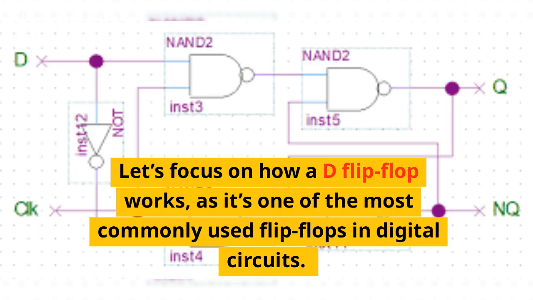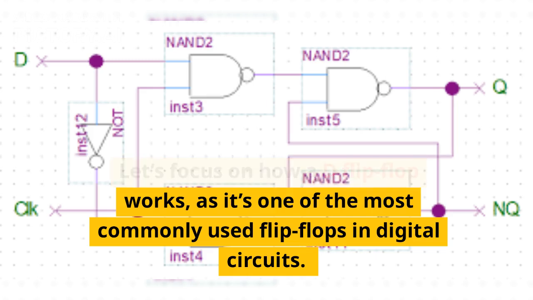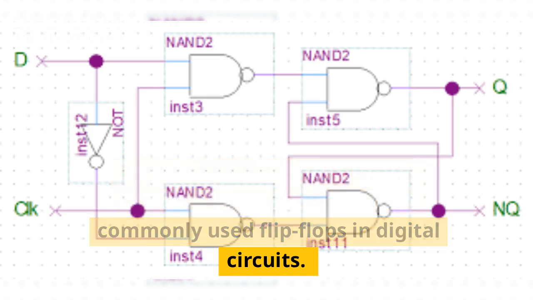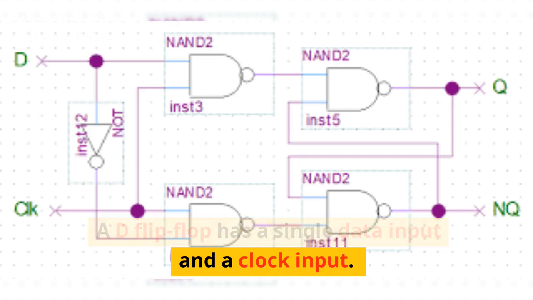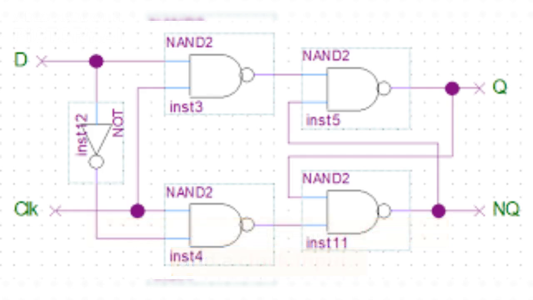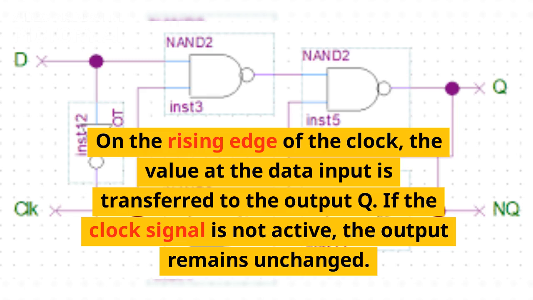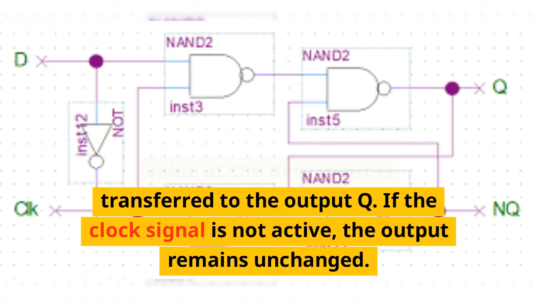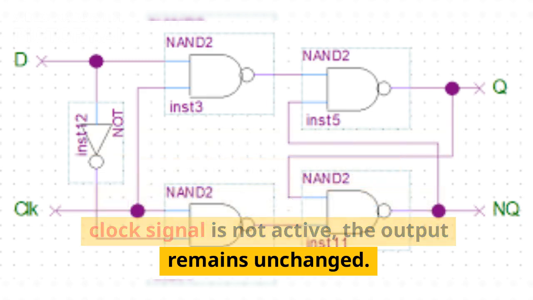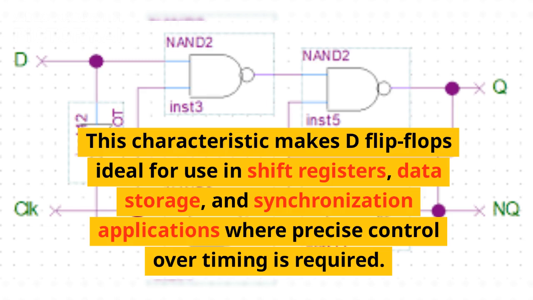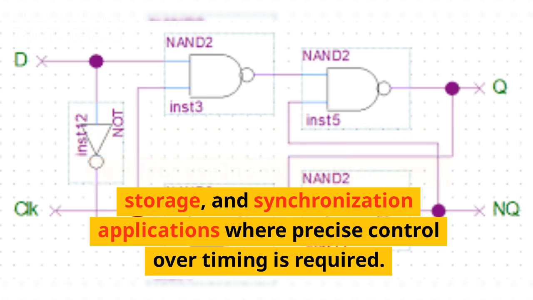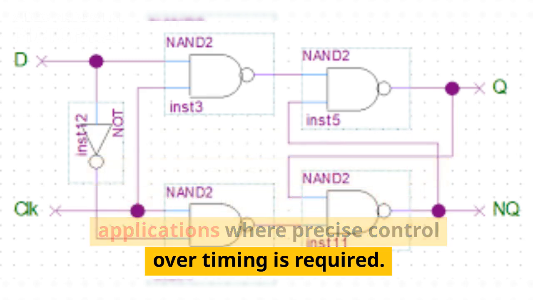Let's focus on how a D flip-flop works, as it's one of the most commonly used flip-flops in digital circuits. A D flip-flop has a single data input and a clock input. On the rising edge of the clock, the value at the data input is transferred to the output Q. If the clock signal is not active, the output remains unchanged. This characteristic makes D flip-flops ideal for use in shift registers, data storage, and synchronization applications where precise control over timing is required.